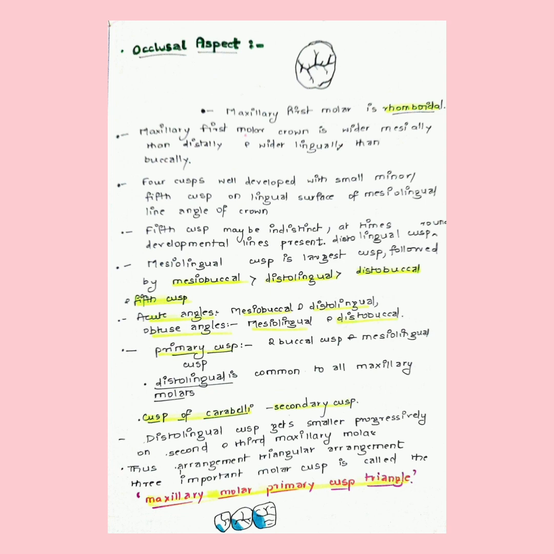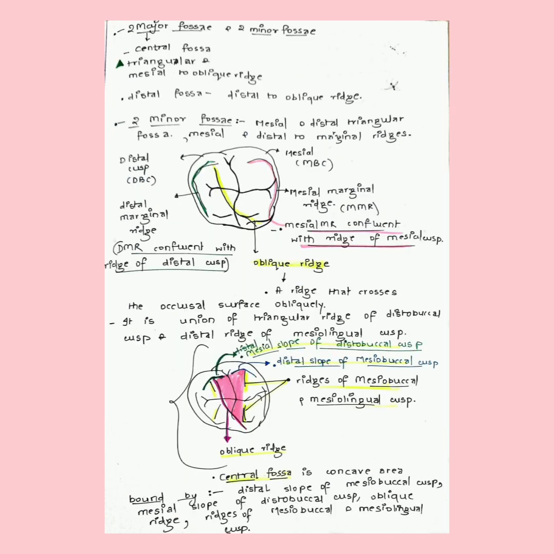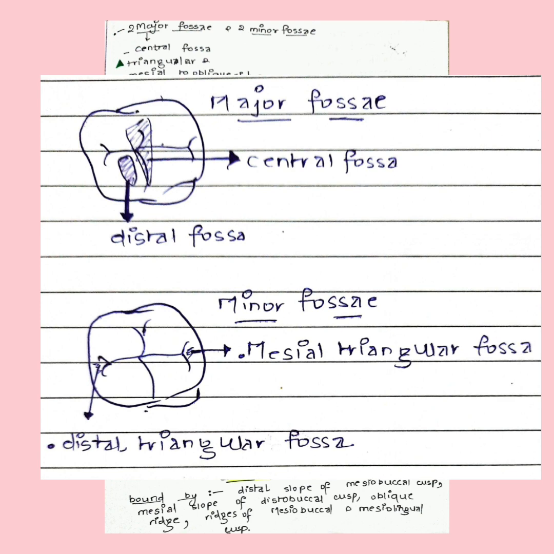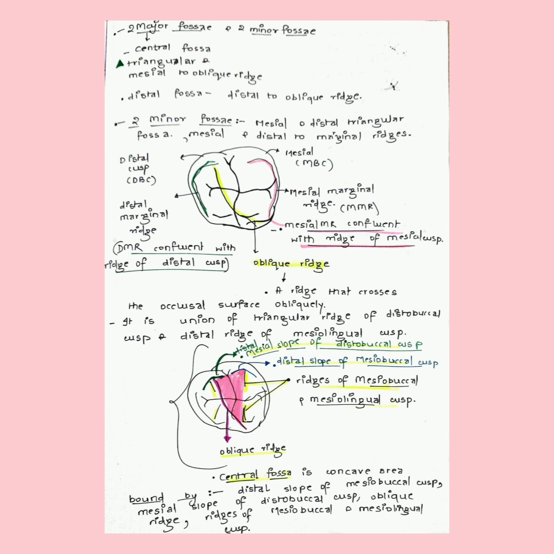This triangular arrangement of these cusps is called the maxillary molar primary cusp triangle. On the occlusal surface, there are two major fossae, that is the central fossa and, immediately distal to it, the distal fossa, and two minor fossae, that is the mesial and distal triangular fossae. And we already discussed that the mesial marginal ridge is confluent or continuous with the ridges of the mesiobuccal and mesiolingual cusps, while the distal marginal ridge dips cervically and is confluent only with the cusp ridge of the distal cusp.